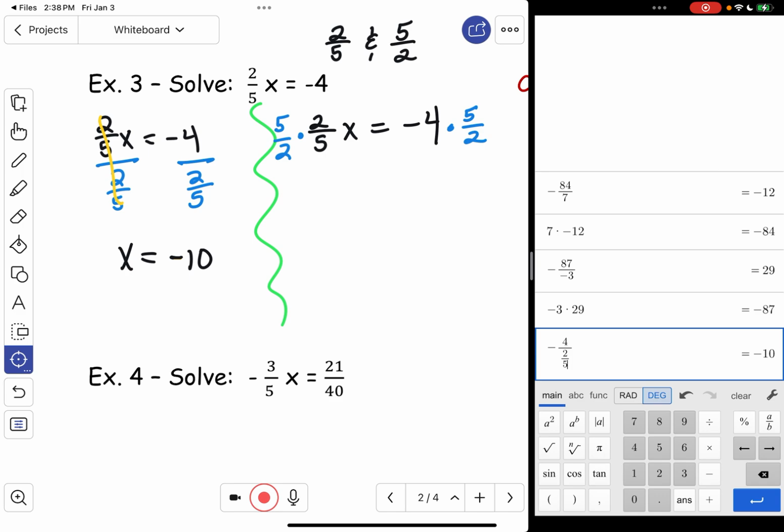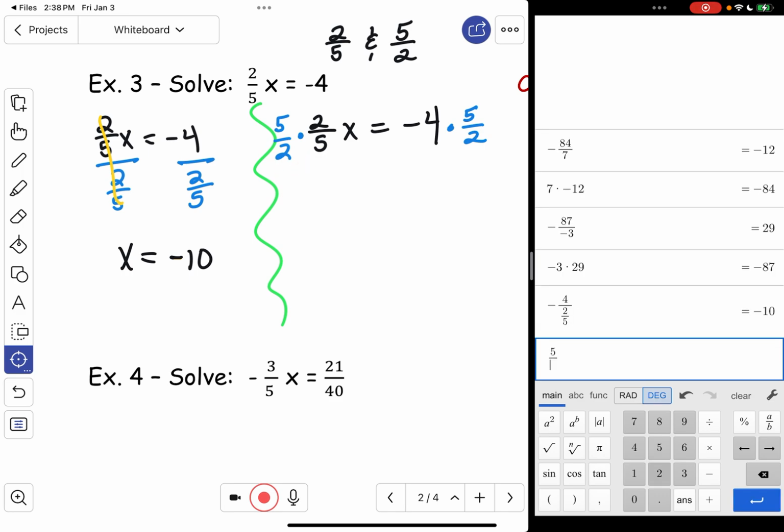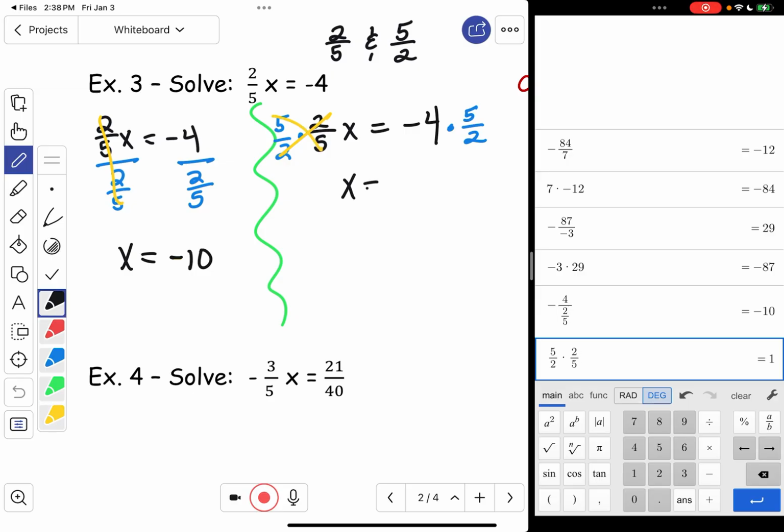If you did this on your calculator, 5/2 times 2/5. So let's go ahead and look at that. 5/2, bring your cursor up, times 2/5. Notice I get 1. Anytime we multiply by a reciprocal, we get 1. So again, these are eliminated because they equal 1, and 1 times x is x.